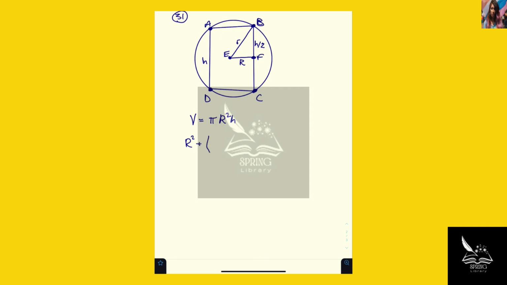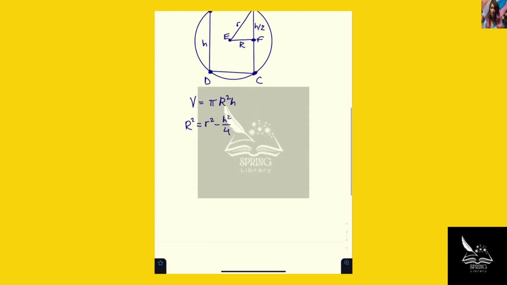h over 2 squared equals R squared. If we solve for r squared, we'll get that r squared is equal to R squared minus h squared over 4. And that's a squared plus b squared equals c squared, and then we just subtracted one of the components to the other side. So now we can substitute for r squared into our volume equation.